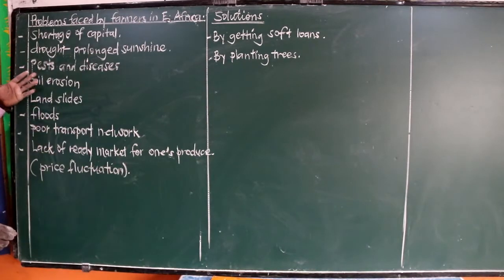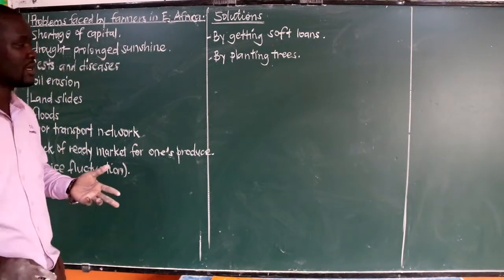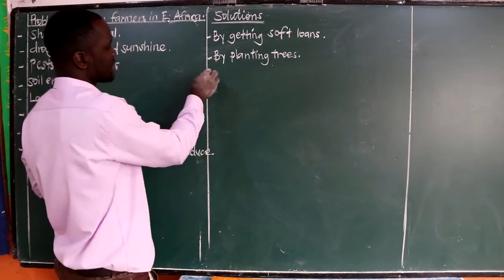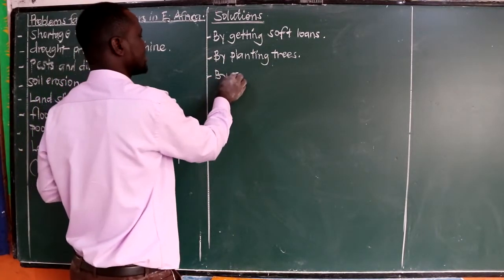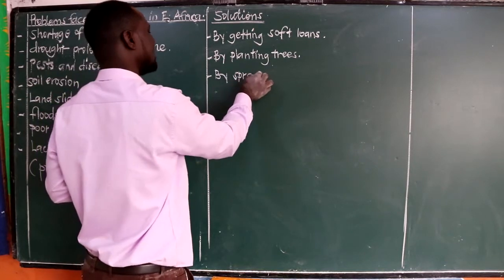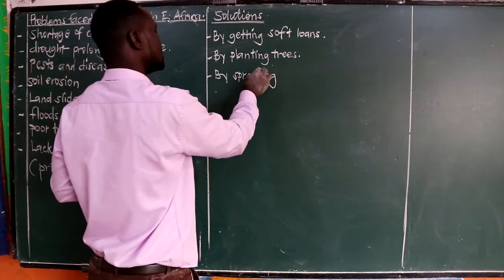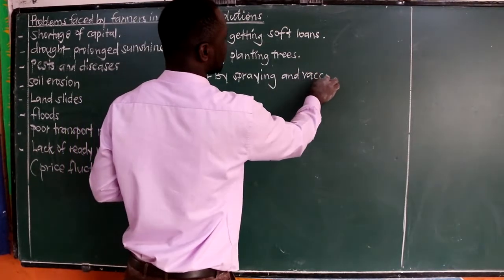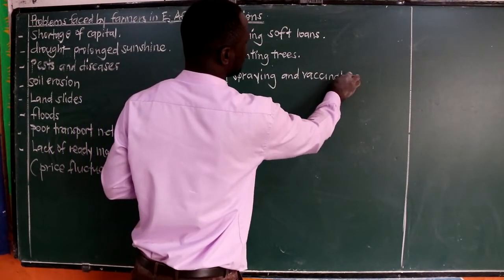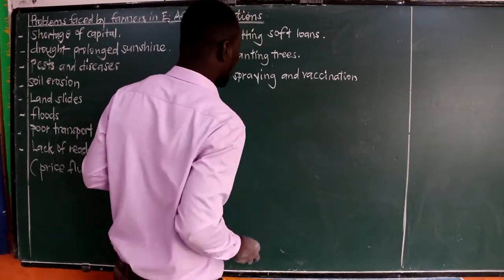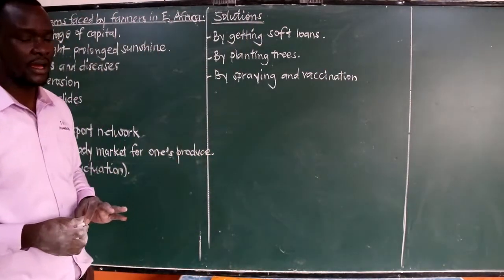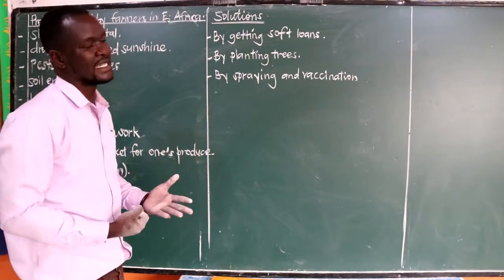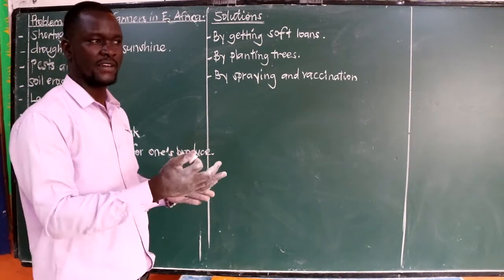The next problem is pests and diseases. This can be solved by spraying, that is to kill the pests, and we also have vaccinating. By spraying and vaccination, or treating the ones that are sick. And also we have quarantining those that are having a problem.